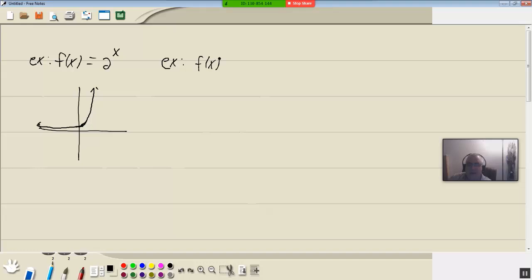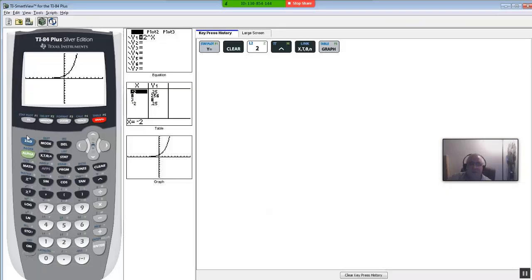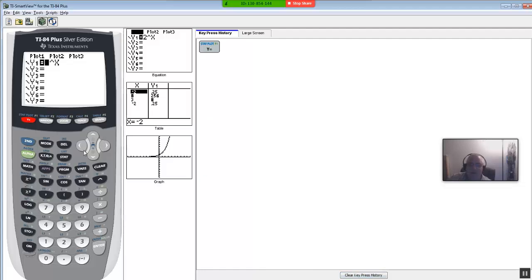Now if I had f of x is equal to 3 to the x minus 1 power. Trick to it, when you have more than a single number or single variable in your exponent, is put parentheses around that part. So when I plug this in, I want to put parentheses around the x minus 1. So I'm going to press my y equals. Press my clear. I do 3 caret, beginning parentheses, x minus 1. You can put a closing parentheses there.